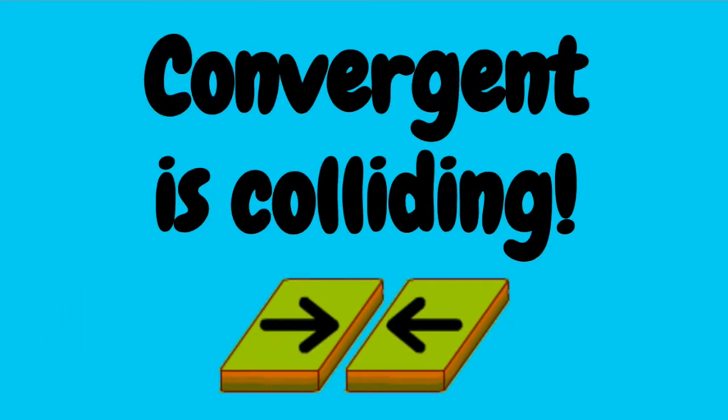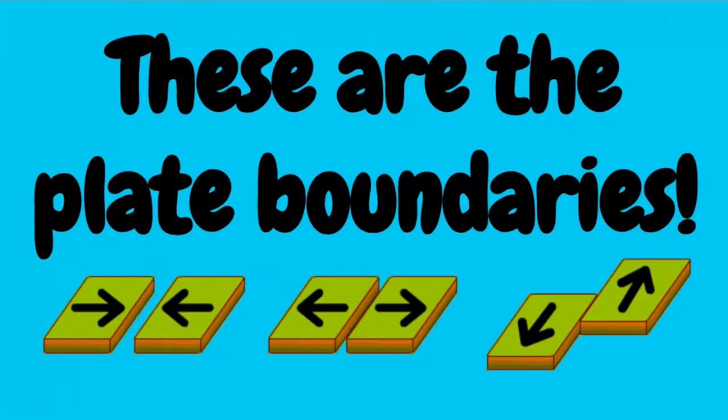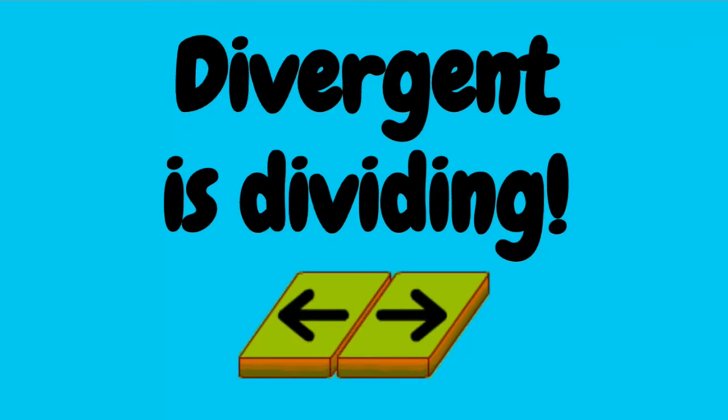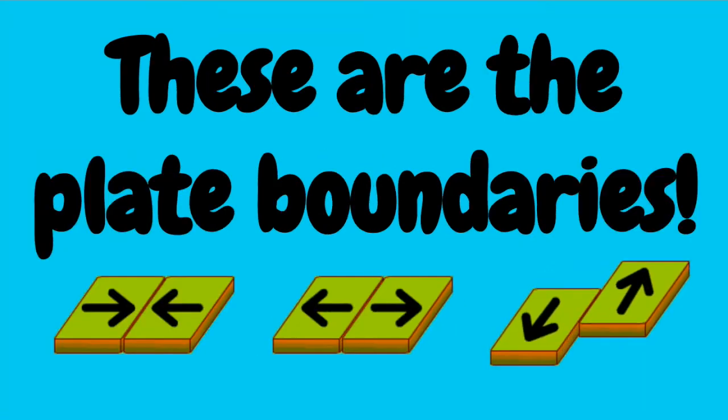Convergent is colliding, divergent is dividing, transform is sliding, these are the plate boundaries.